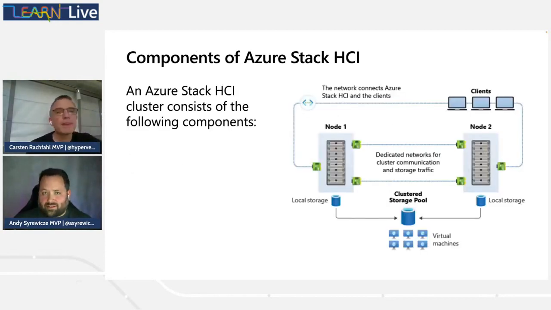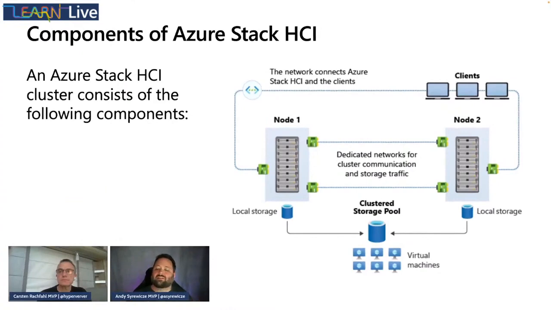So let's talk about the components, the different pieces. We've talked about Hyper-V already, but we have a nice diagram here on the right-hand side that shows a simple two-node cluster. So you've got node one, node two. These are your physical servers, right? These are the physical servers inside of your cluster. And then down at the bottom, you've got that clustered storage pool. Now, Carsten's going to talk more about Storage Spaces Direct in a second. But basically, Azure Stack HCI is leveraging the in-chassis storage on each of those nodes and clustering it across the two using these dedicated networks you see in the center of the diagram here.